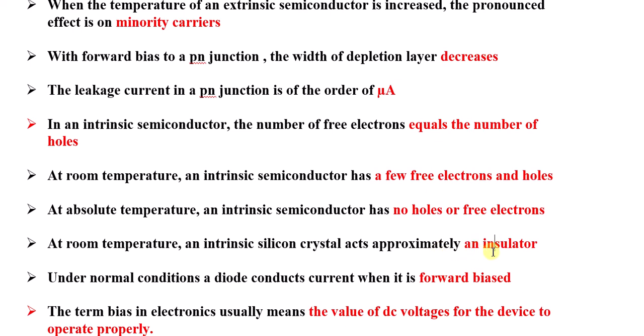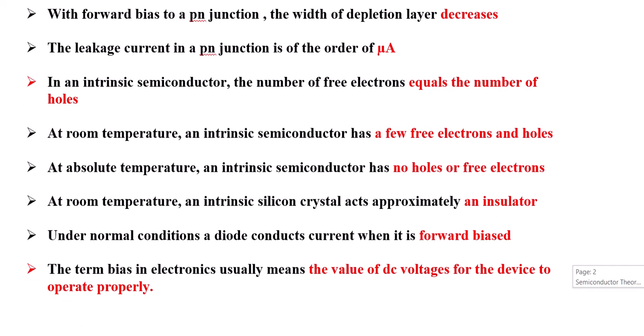Intrinsic means pure. We are not adding any dopant impurities, and we are not giving any thermal agitation or anything. So in this case, it will act as a pure insulator. Intrinsic semiconductor is nothing but the pure semiconductor, wherein it acts as an insulator, we can say.